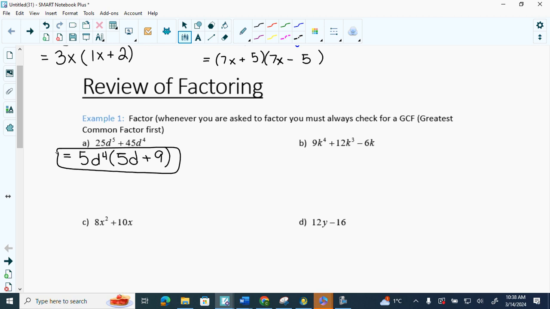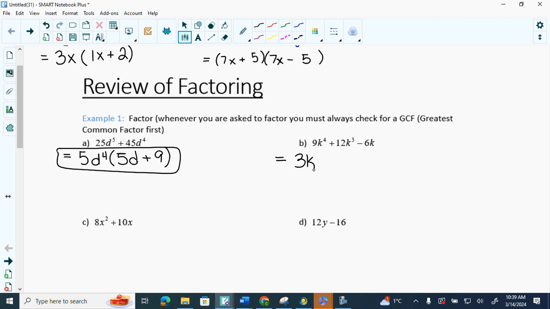What can we take out of B? 9, 12, and 6. What can we take out? 3. A 3. And then we have K^4, K cubed, and a K. How many K's can we take out of each of those? Just 1 K.